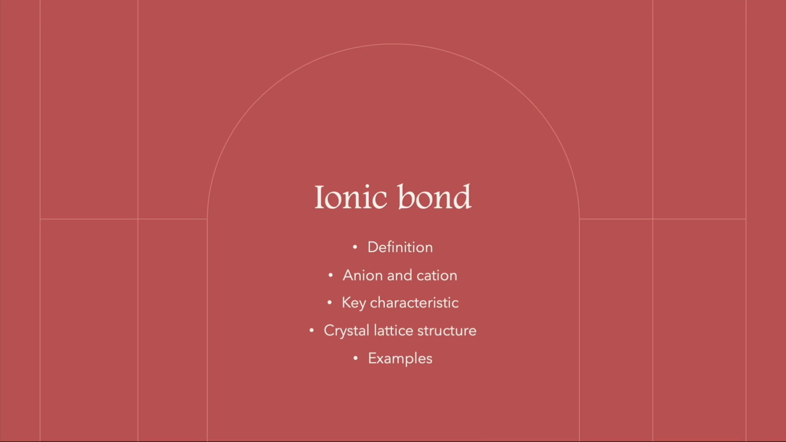Examples of ionic bonds, for example, we have sodium chloride, or NaCl. Sodium is a metal with one electron in its outermost shell, and it will lose this electron to become a positively charged ion. Chlorine, on the other hand, is a nonmetal with 7 electrons in its outer shell, and it needs one more electron to complete its outer shell and achieve a stable electron configuration, similar to the nearest noble gas. Chlorine gains the electron lost by sodium, becoming a negatively charged ion.